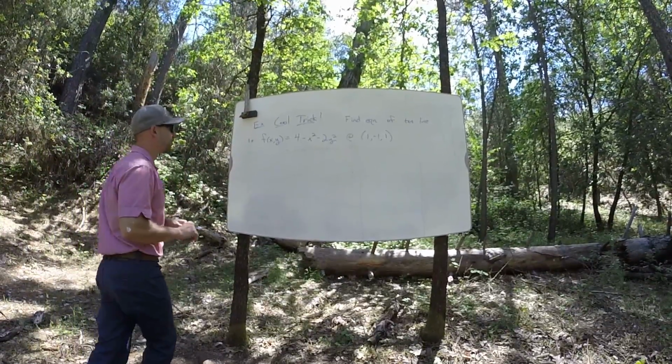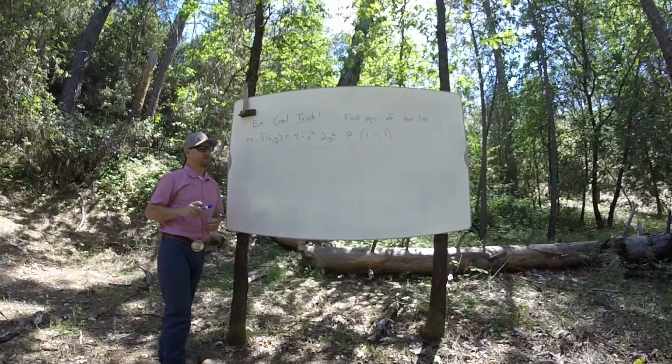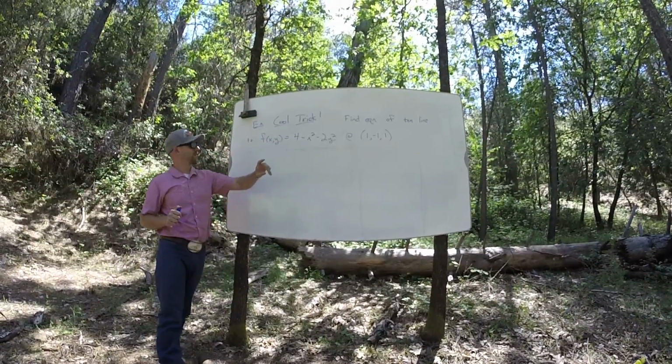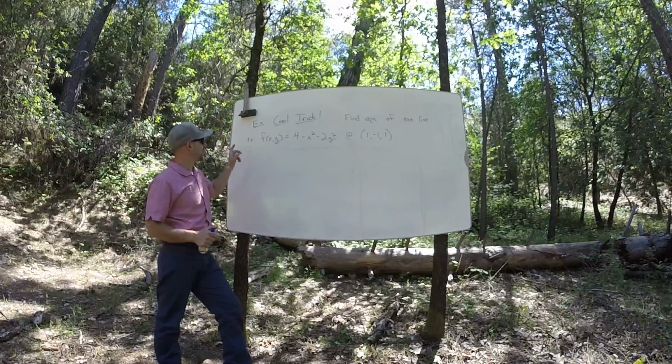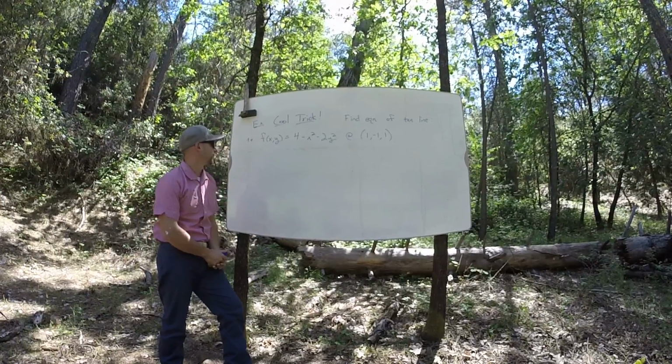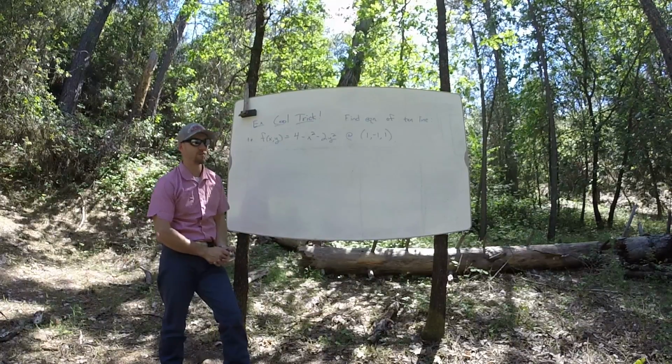So, here's a cool trick with gradients. This doesn't seem like it probably involves gradients, but whatever. I want to find an equation of a tangent line to f of x and y is 4 minus x squared minus 2y squared at the point 1, negative 1, 1.